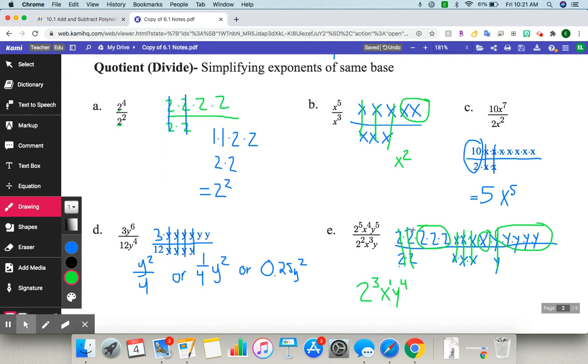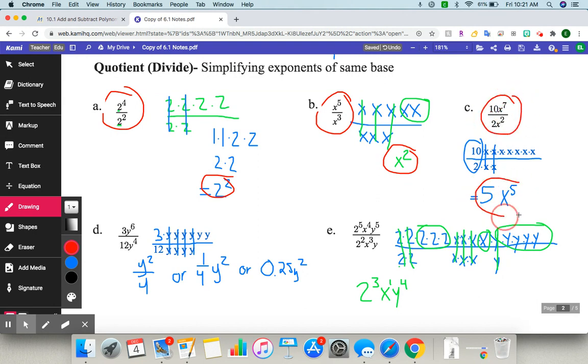So one more time, go ahead and pause this video, and I want you to think about how your starting point relates to your ending point each time. Notice your bases are going to stay the same, but what happens to the exponent? So hopefully you recognize that the exponents are actually just being subtracted from each other.